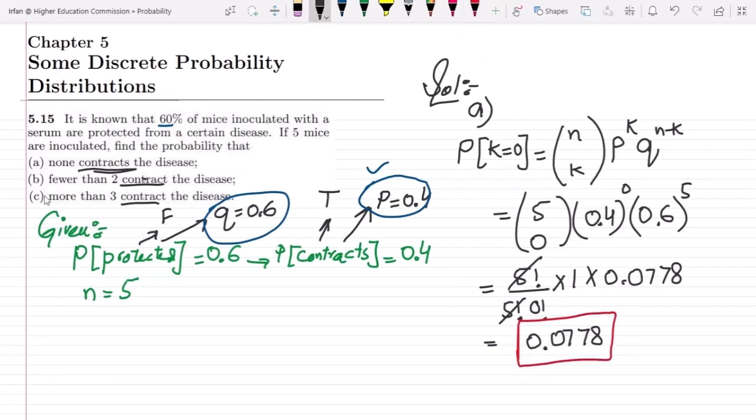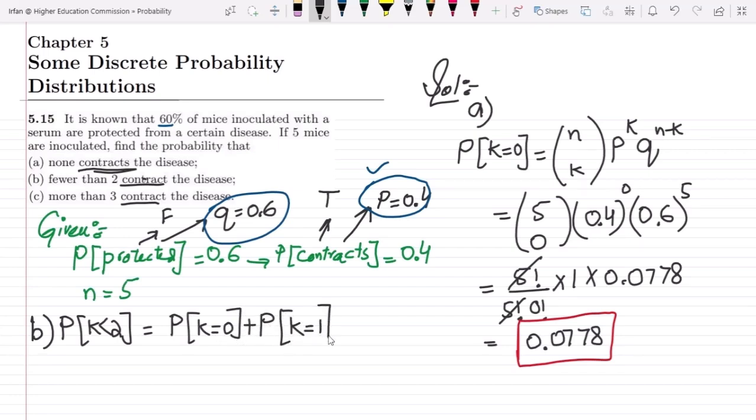Now let us move to part B of my question. Fewer than 2 contracts a disease means we have to find the probability that k is less than 2, which is the probability that k is equal to 0 plus the probability that k is equal to 1. As we have already found the probability that k is equal to 0, we can write it here, and this would be 0.0778.